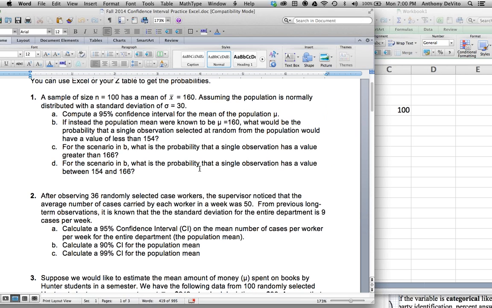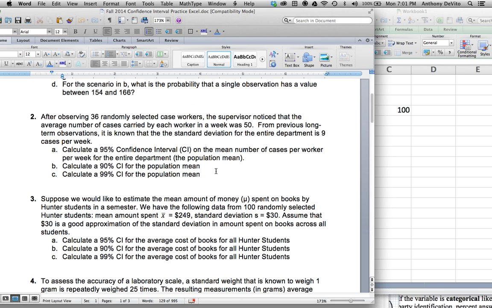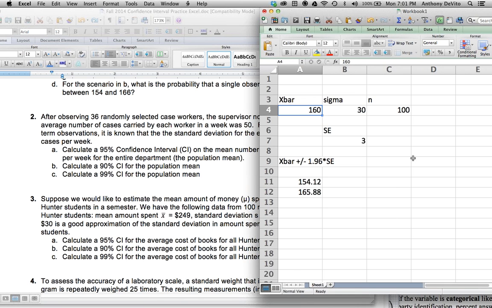Okay, so look at the second part. If instead the population mean were known to be something, what would be the probability of a single observation selected at random. This is nasty. I'm going to skip both parts of those for now. I'll come back to those later on. Okay, let's take a look at this next problem.